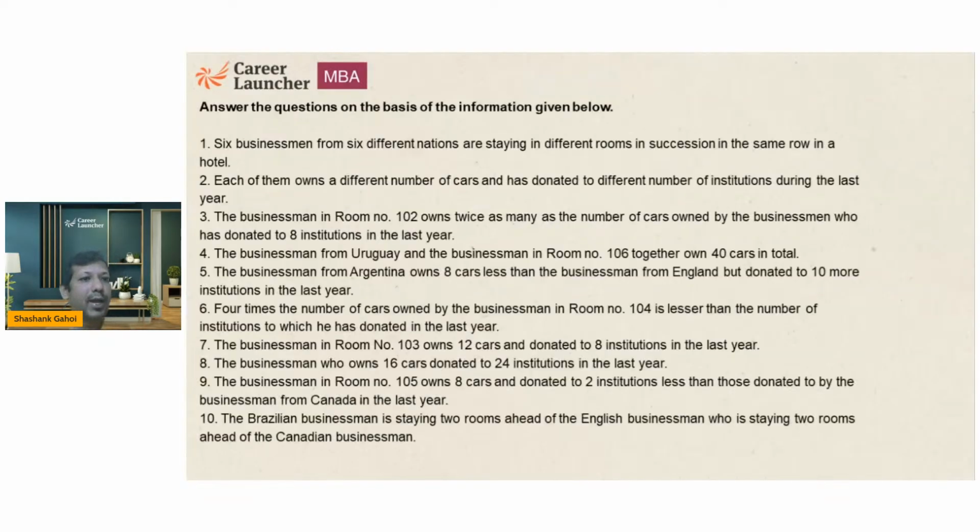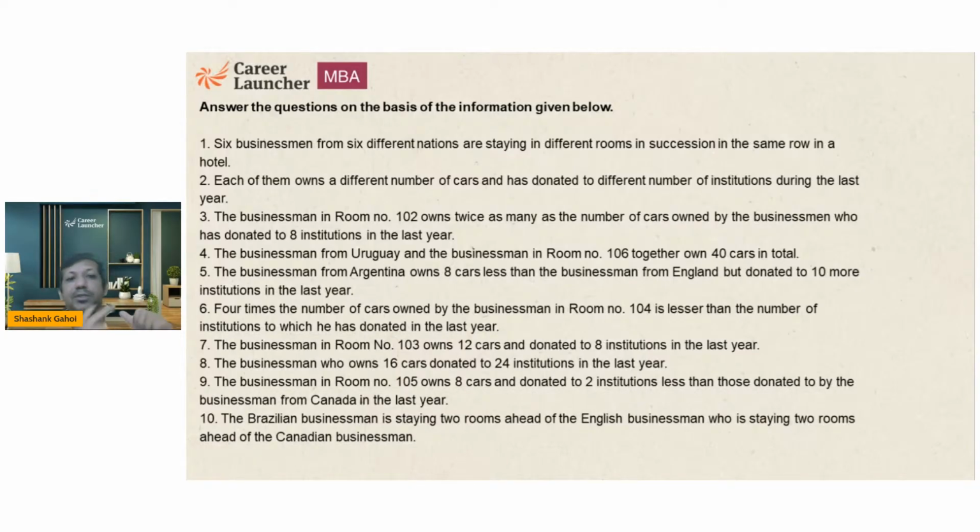Okay, so now I am going to just solve the first set, and let's see. There are 6 businessmen from 6 different nations, staying in different rooms in succession in the same row. Basically we got 6 rooms: room 1, room 2, room 3, room 4, room 5, and so on. Each of them owns a different number of cars and donated to a different number of institutions.